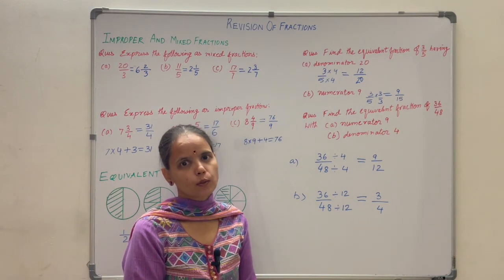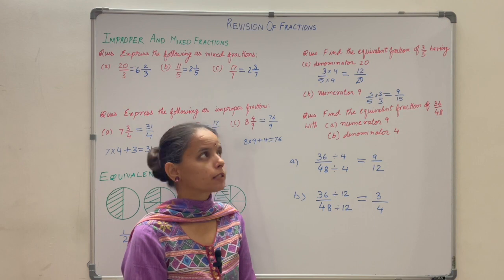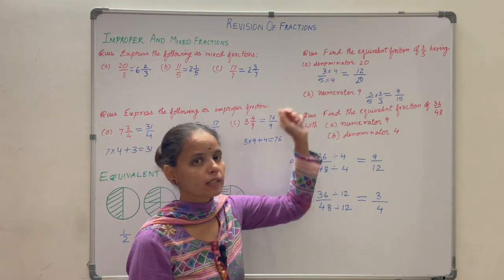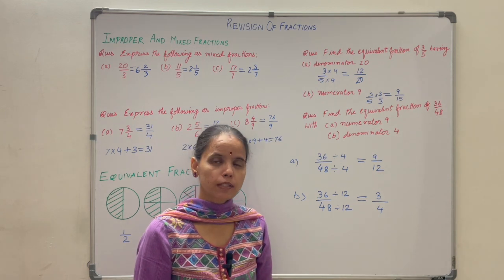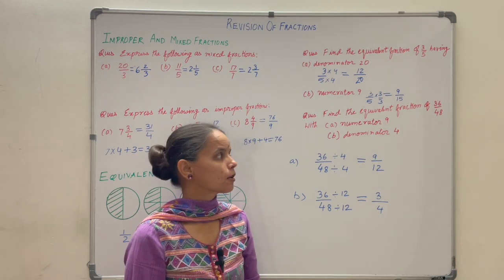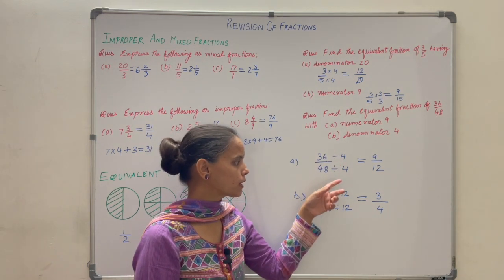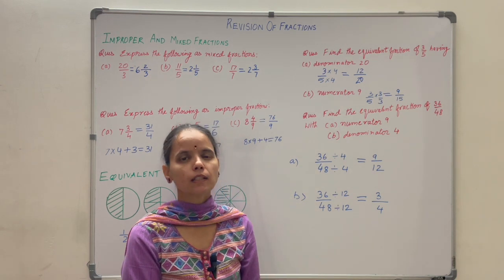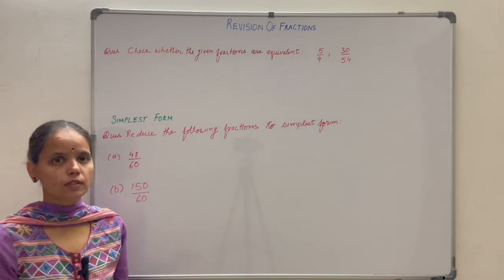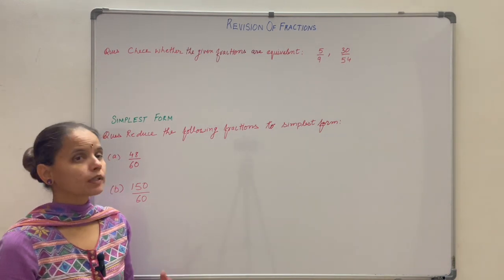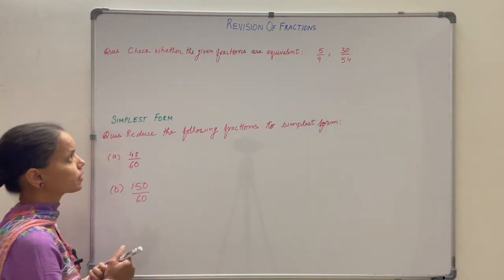So let us conclude now. To calculate an equivalent fraction, you can multiply both numerator and denominator by the same number. You can also calculate an equivalent fraction by dividing both numerator and denominator by the same number. Check whether the given fractions are equivalent. So equivalent means those two fractions are equal.